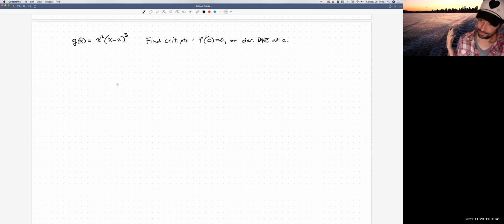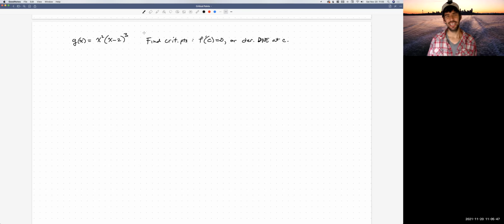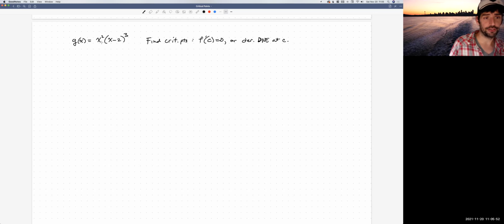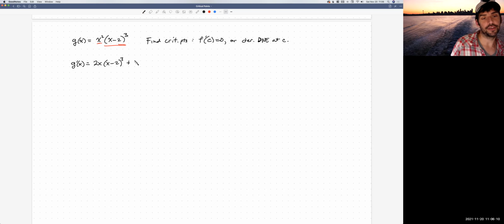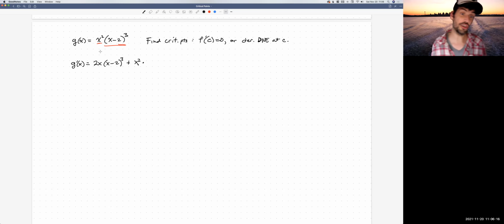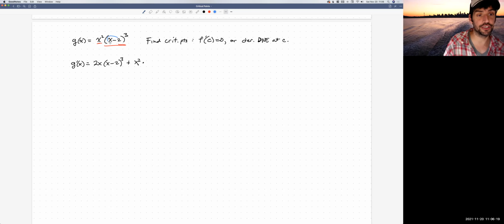A good place to start is let's take the derivative. We could multiply this out and get a polynomial, which would be an easy derivative to take, but multiplying out that cubic seems annoying. So instead, I'm just going to use the product rule here. G prime of x: I've got two functions, x squared and x minus 2 cubed. x squared has a derivative of 2x. I leave the x minus 2 cubed alone. Then I leave x squared alone and take the derivative of x minus 2 cubed. Now we have a chain rule: I've got this inner function, and the outer function being cubed.